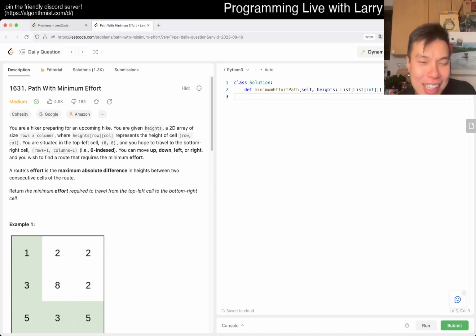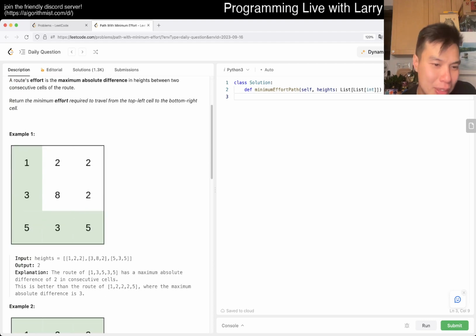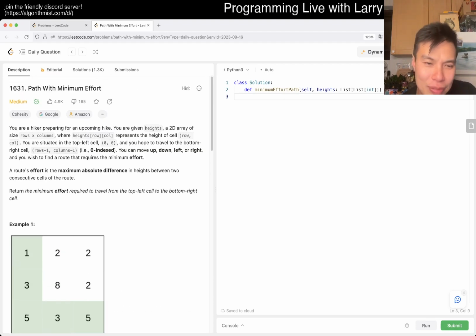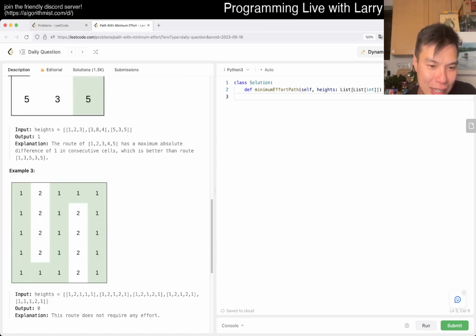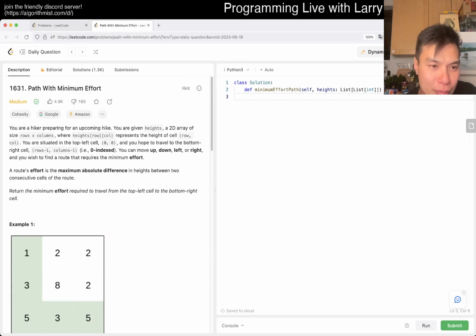So you're given heights, a 2D array of size rows times columns, where heights of row column represents the height of the cell. You're situated at the top left cell, and you have to travel to the bottom right cell. You can go up, down, left, right. I feel like I did this one, but I did it wrong. But maybe it's similar. I feel like I misread these sometimes, where I just don't think you could go down and right. But I guess in this case they have an example for it. The route's effort is the maximum absolute difference in heights between two consecutive cells of the route. Return the minimum effort required to travel from the top left cell to the bottom right cell.